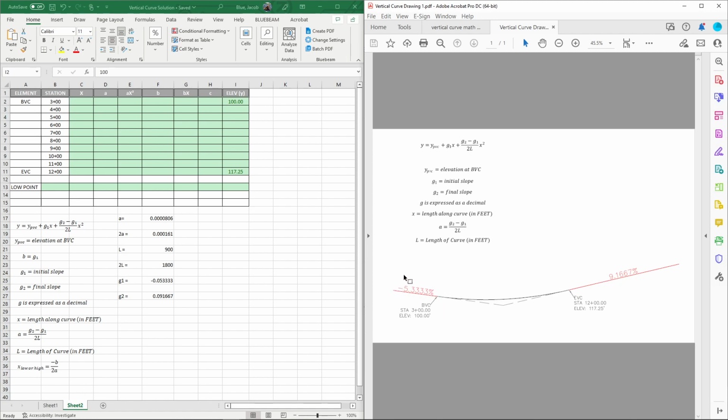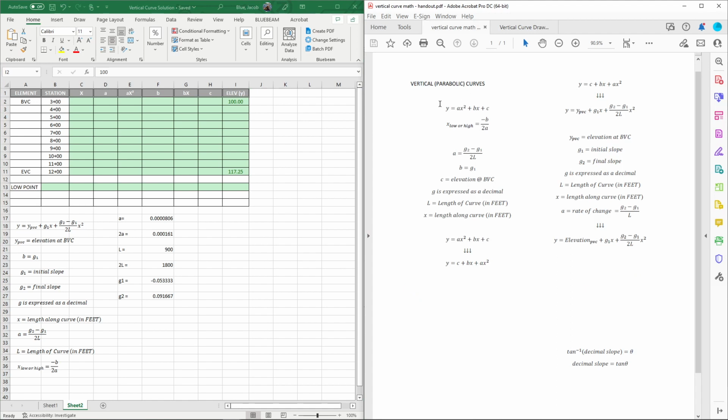I know the slope coming in, we're at negative 5 1/3%, and then the outgoing slope, we're a little steeper, positive 9.17% approximately, and that's all the information that we need. So I'm going to start by calculating some of these components. Now, the curve math sheet gives all the formulas, and I've shown the formula a couple of different ways. So here's in terms of y and a and x and b and c. Y, by the way, is our elevation. And you can reverse that formula around.